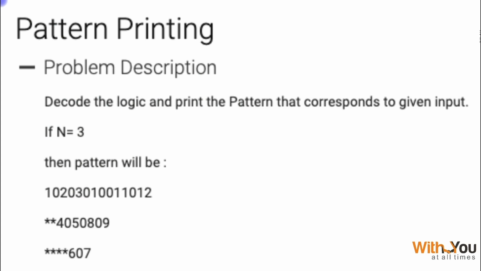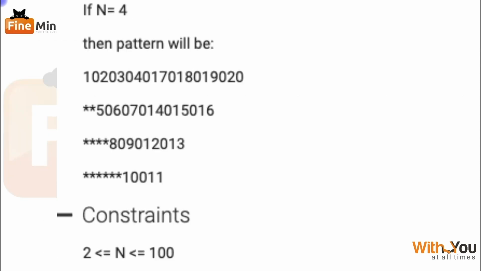Pattern printing problem description: decode the logic and print the pattern that corresponds to the given input. For N equal to 3, you can take a photograph of this if you wish to. The pattern would be whatever you see on the screen. For N equal to 4, this is the pattern. And the constraint is N can go from 2 to 100. So it doesn't look too complicated. Let's move on.